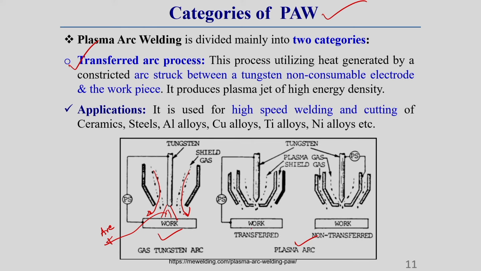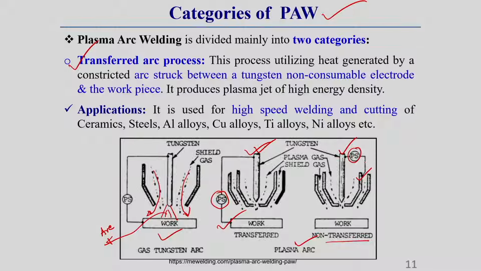In transfer mode you see this power source is connected, one terminal is connected with the workpiece, another terminal is connected with the electrode. Whereas in non-transfer mode, one terminal of this power source is connected to the electrode, another terminal is connected to the copper nozzle. What I am telling, understand? That you can see here. So, this is called non-transfer mode.